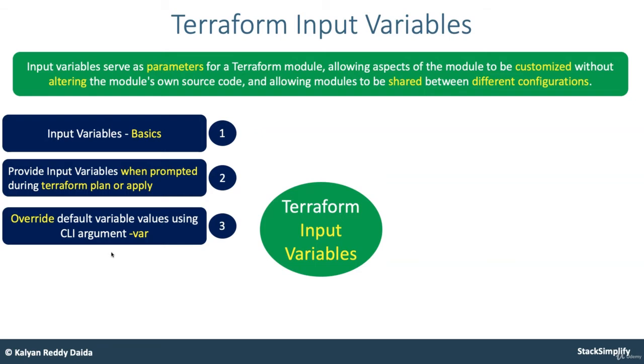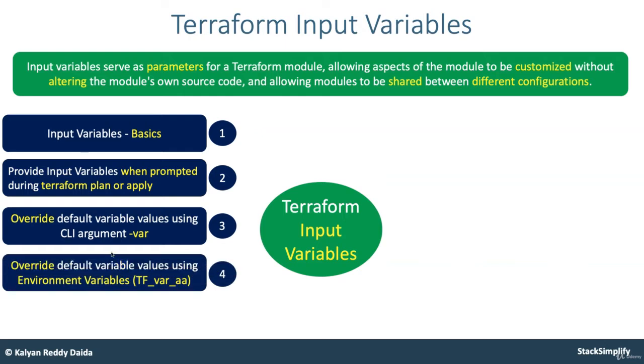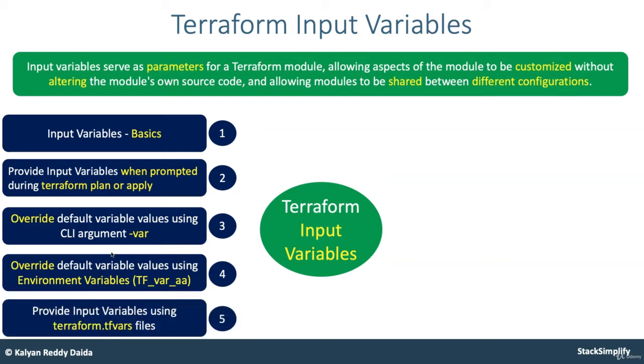So we will look into that after the basics are completed, and then we'll move on with implementing the concept of overriding default variable values using the CLI argument -var for the Terraform plan or apply commands. And then we'll move on to override default variable values using environment variables. So we will set the environment variables, and then using those we will override the default variable values present inside the variables.tf.